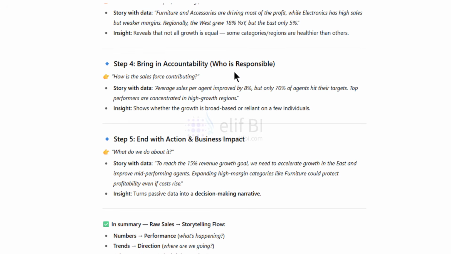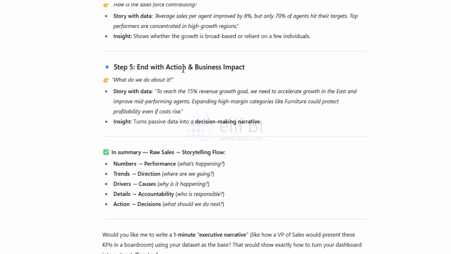And then comes the accountability. Here we are looking at the sales force, and again here we see who is performing well and who is not performing well, so we can help them in this regard. And then we are going to end with the action and the business impact. So what do we do about it?